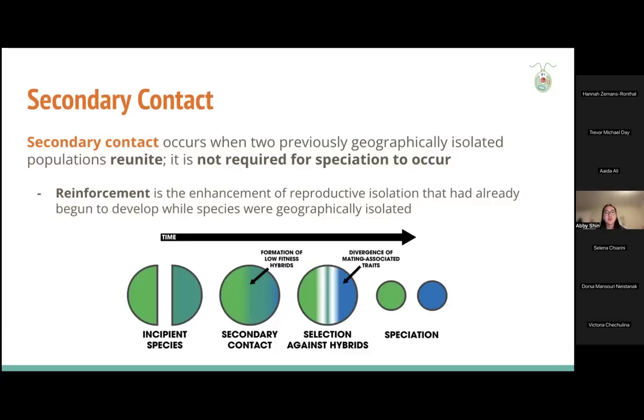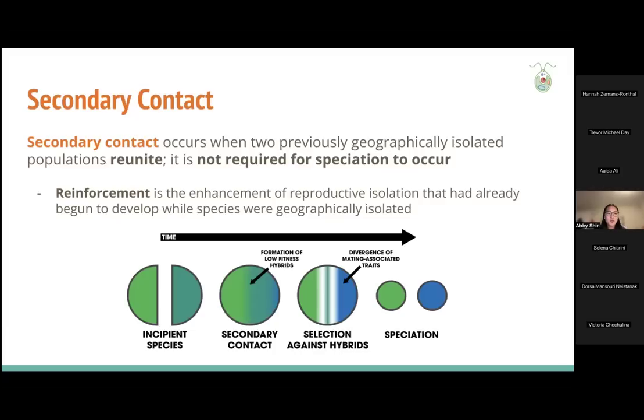Or you can just resume interbreeding, which essentially will slow down the rate of speciation. So if populations are able to successfully interbreed, they can just fuse back together, gene flow can continue, and then they become one species once again. So that's really the recap of this cycle.